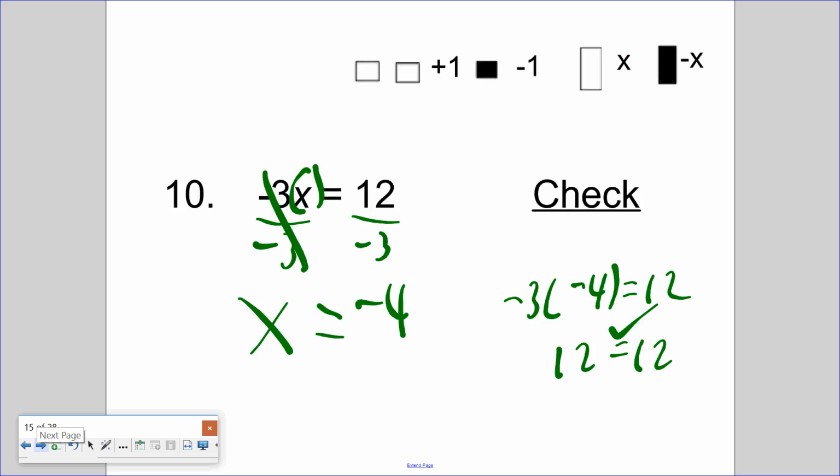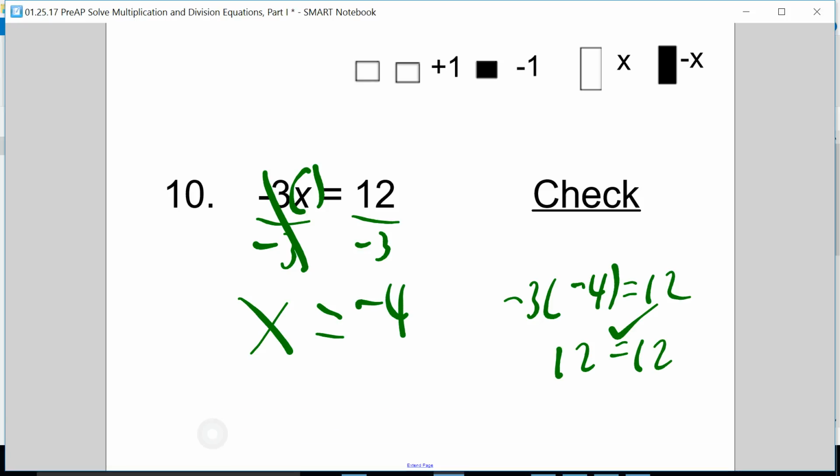So what we just did is you need to isolate the variable. In order to do so, you have to do the inverse operation. If it's multiply, you do divide. If it's divide, you do multiply. Just like we did with addition and subtraction: the inverse of adding is subtracting, and the inverse of subtracting is adding. And this is how you solve multiplication and division one-step equations.